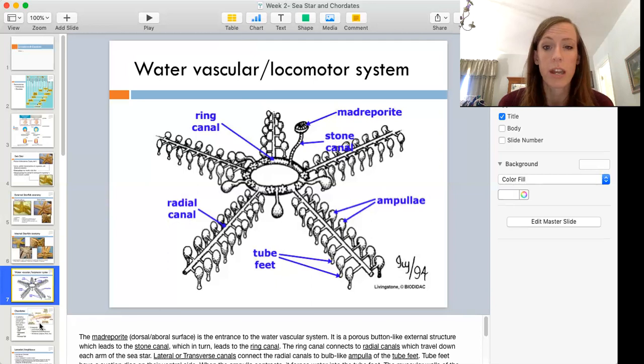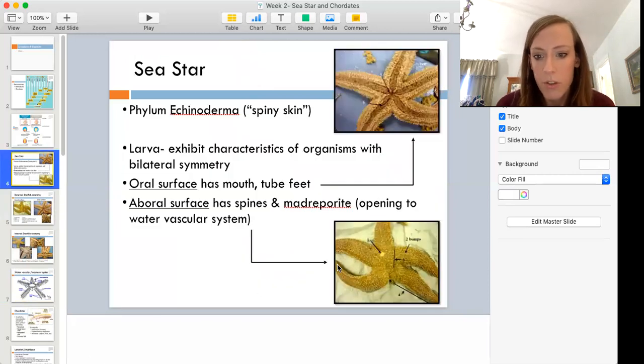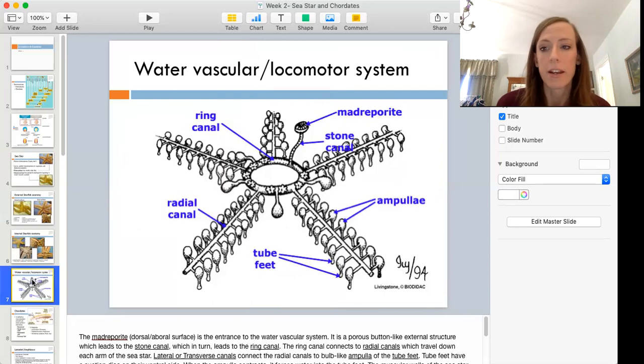I believe that covers most of the anatomy for the sea star. The one thing I did forget to mention is that at the end of each of the arms, there's an eye spot. At the very tips of the arms, there's a little eye spot which senses light for the organism and allows it to just be aware of how much light is hitting it.